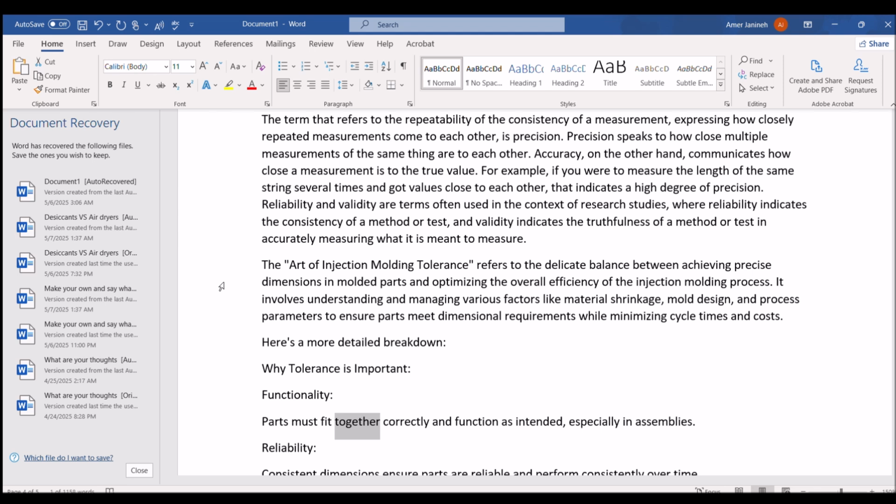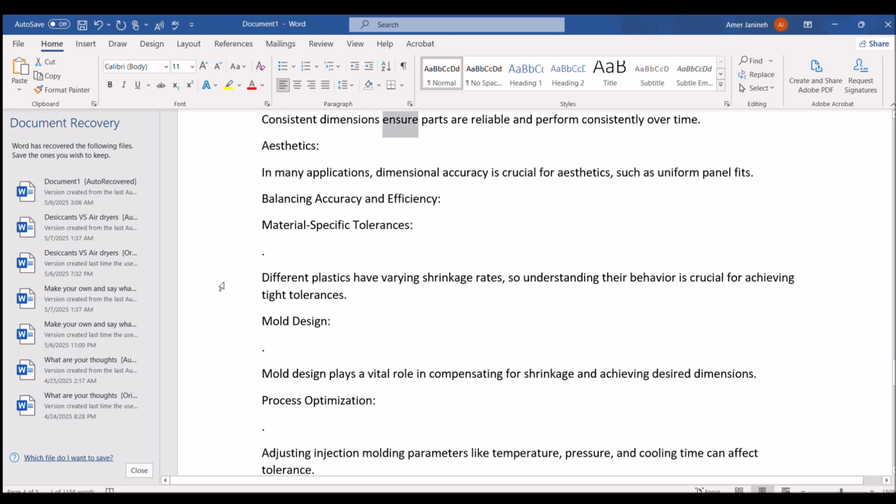Parts must fit together correctly and function as intended, especially in assemblies. Reliability. Consistent dimensions ensure parts are reliable and perform consistently over time. Aesthetics. In many applications, dimensional accuracy is crucial for aesthetics, such as uniform panel fits. Balancing accuracy and efficiency.